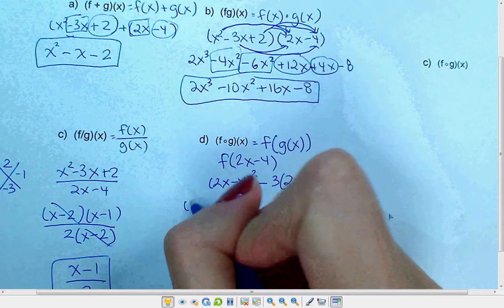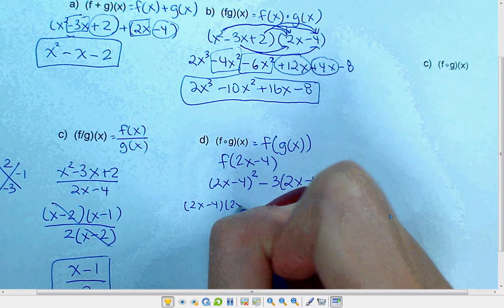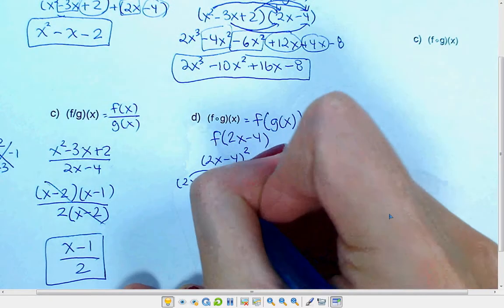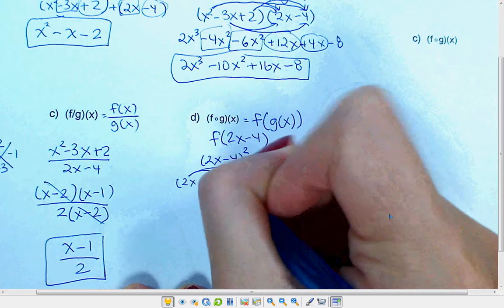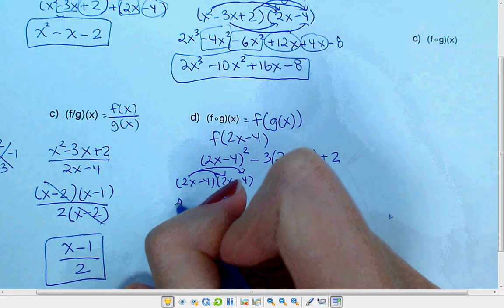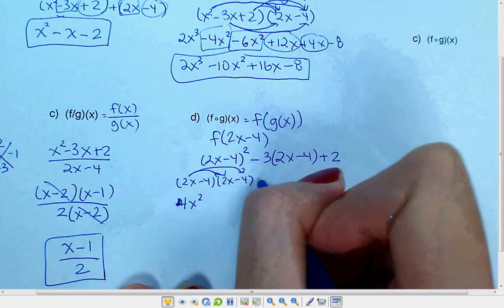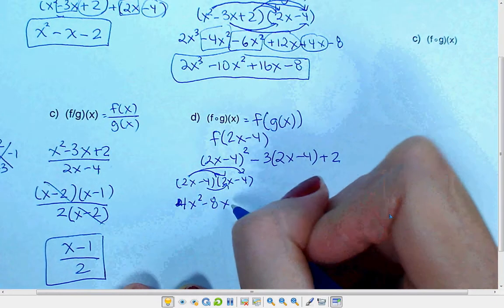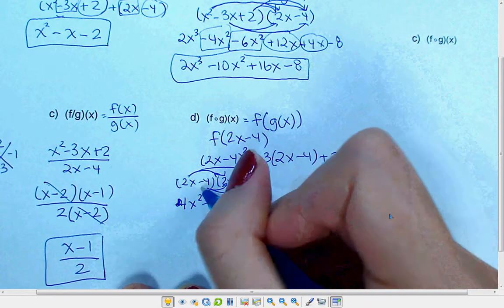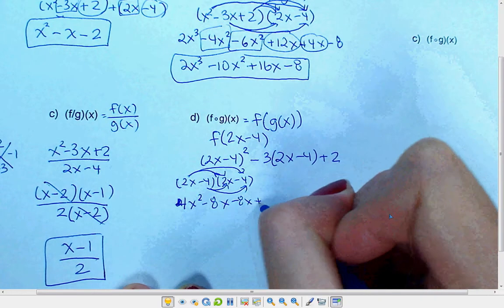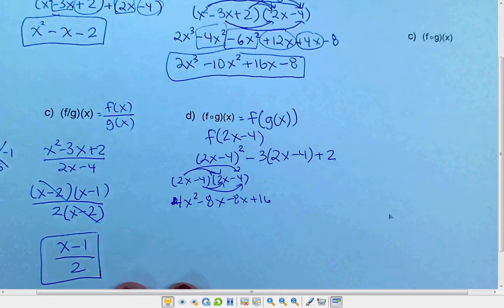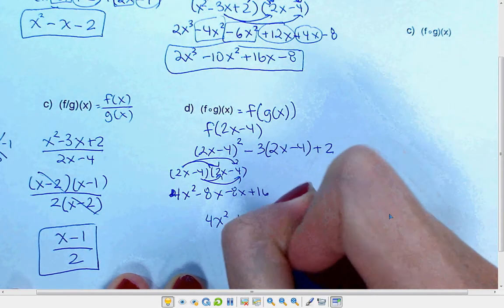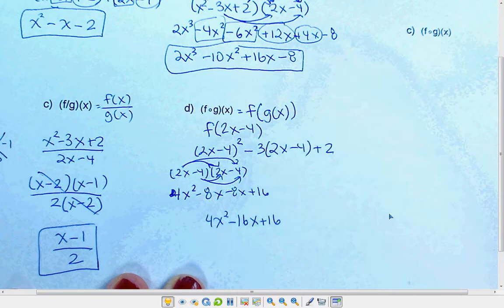Now to square 2x minus 4, I'm really just multiplying them out so I can FOIL this. So 2x times 2x is 4x squared, 2x times negative 4 is negative 8x, and then negative 4 times 2x is negative 8x, negative 4 times negative 4 is positive 16. So this is 4x squared minus 16x plus 16.